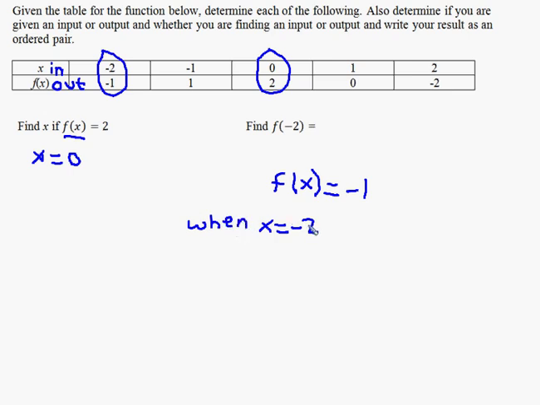when x is negative 2. A shortened version of this, though, is since that x is negative 2, you could put a negative 2 here in for x, and it would say f of negative 2 equals negative 1. That's the short way of saying that if the input's negative 2, the output's negative 1. You could almost have just written it right here in the question and circled the answer.